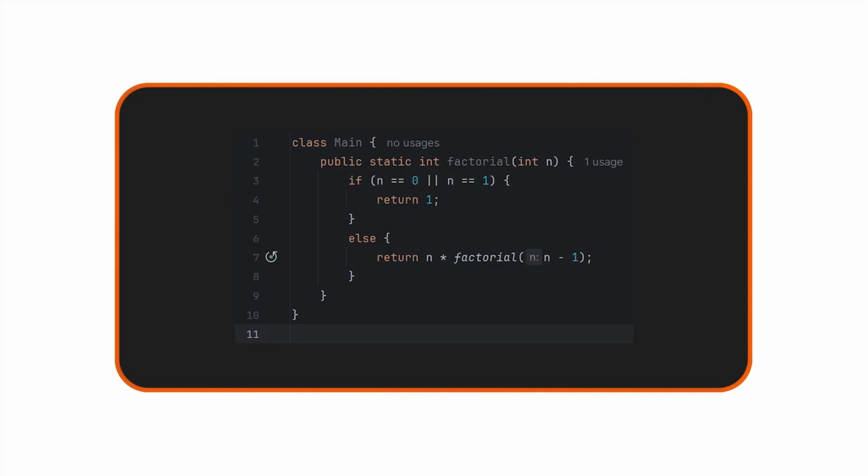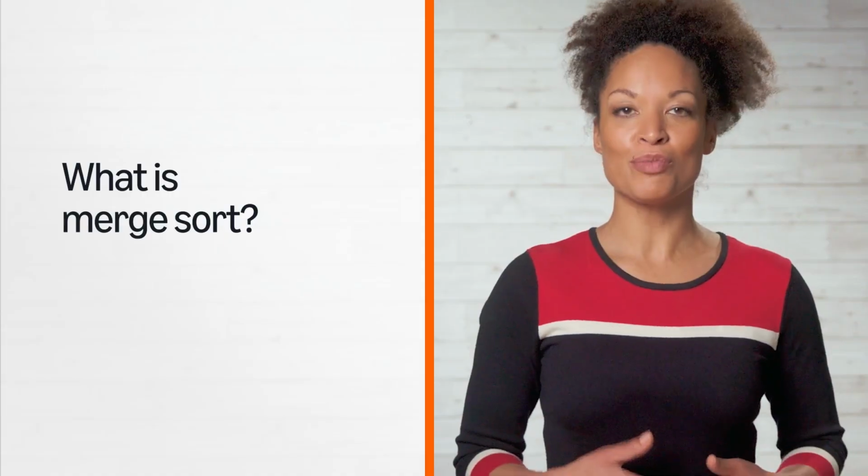At line number 7, the method keeps calling itself with a smaller n until it reaches 1 or 0, the base case. Like how the reflections eventually stop, recursion stops when it reaches the base case. Now let's examine merge sort in more detail.